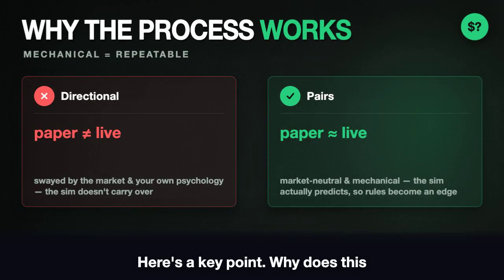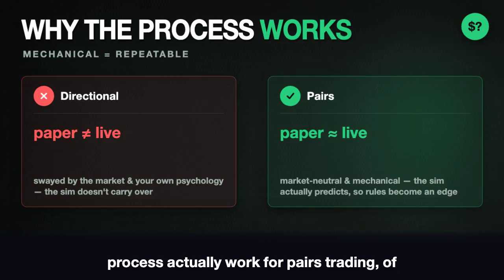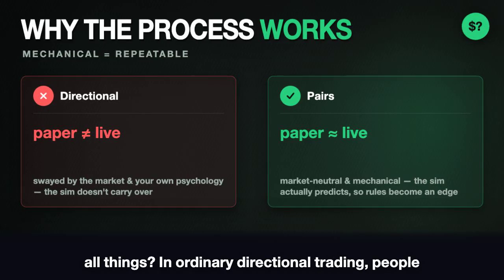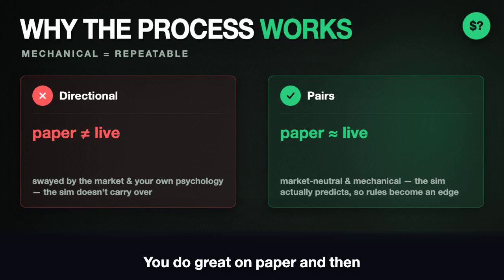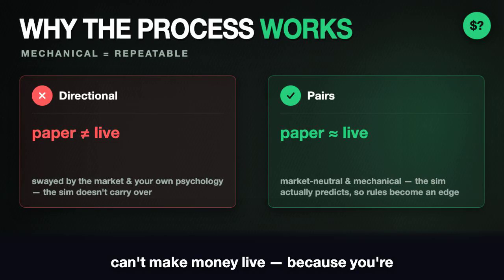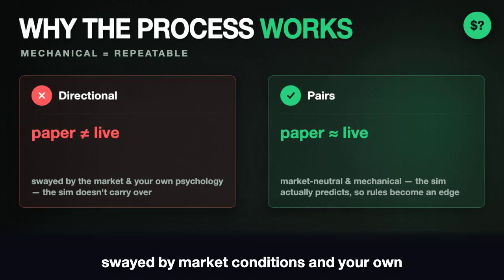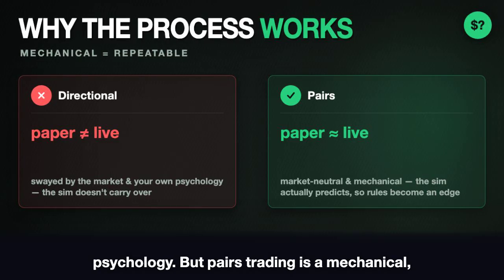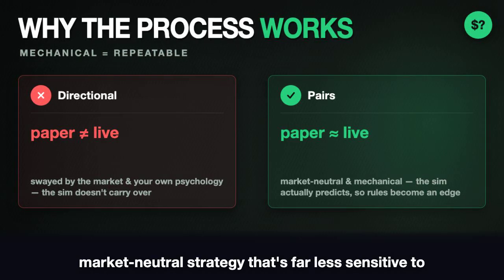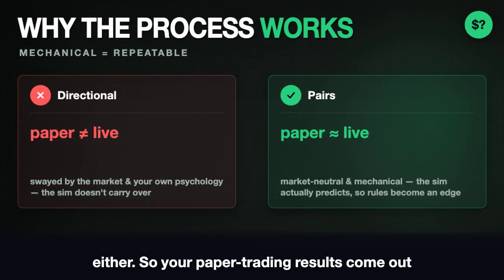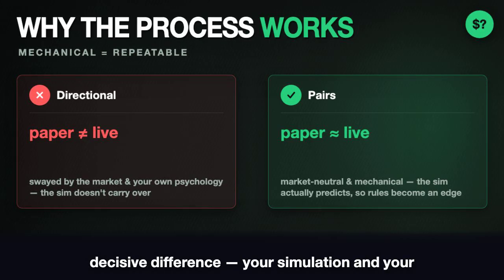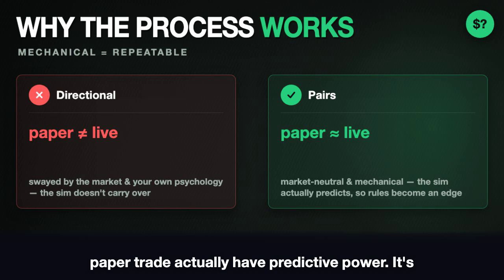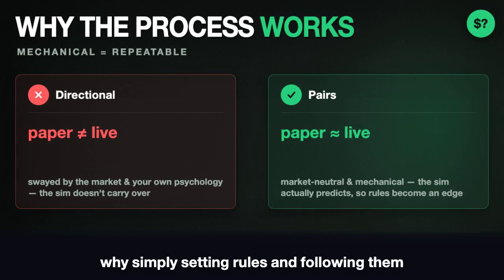Here's a key point. Why does this process actually work for pairs trading, of all things? In ordinary directional trading, people say paper trading is close to meaningless. You do great on paper and then can't make money live because you're swayed by market conditions and your own psychology. But pairs trading is a mechanical, market-neutral strategy that's far less sensitive to either. So your paper trading results come out close to your live results. That's the decisive difference. Your simulation and your paper trade actually have predictive power. It's why simply setting rules and following them becomes an edge.